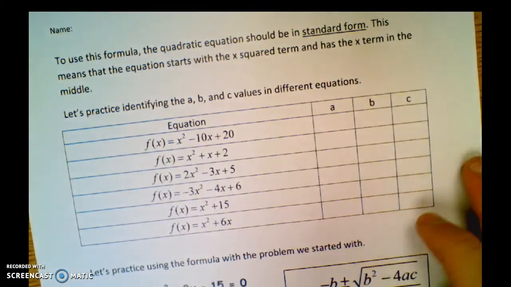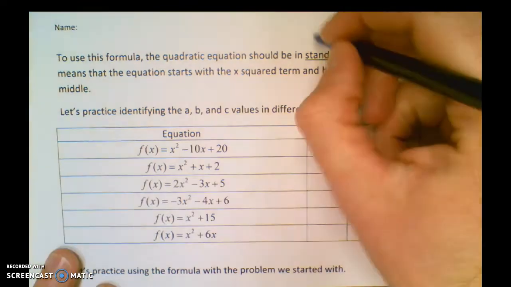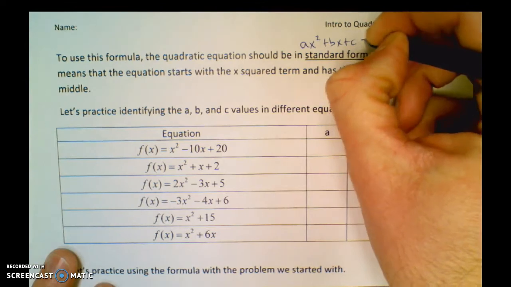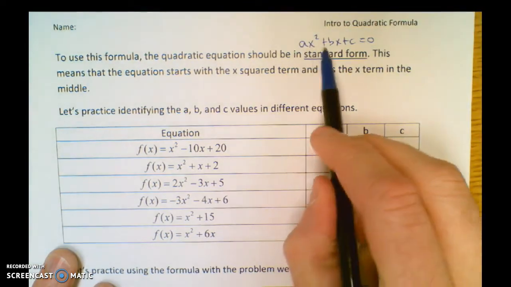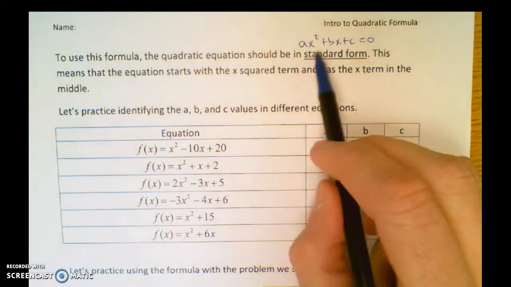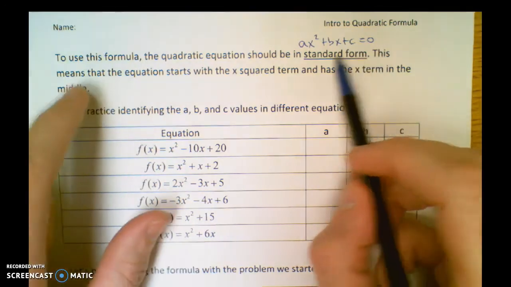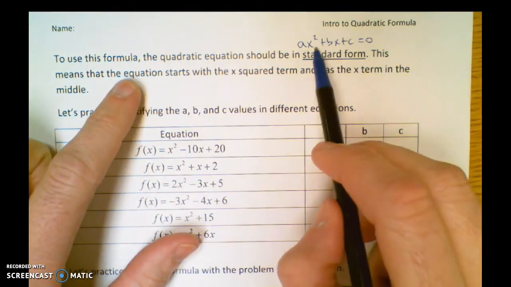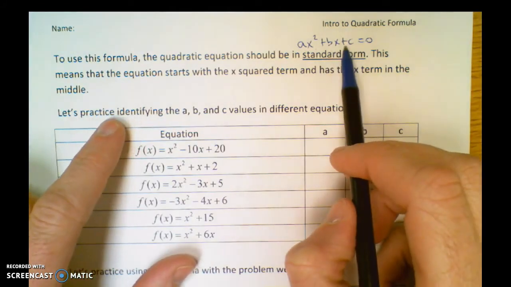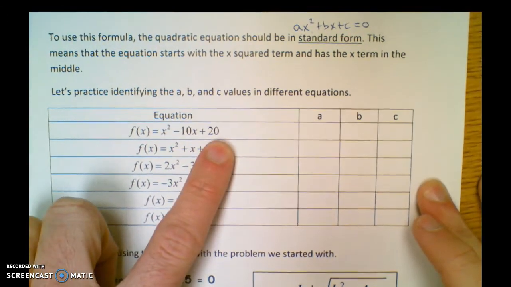The first thing in the quadratic formula is being able to understand the variables that you use. So remember, standard form is ax squared plus bx plus c equals 0. A, B, and C represent the coefficients in front of those terms, or the last number here, which is the C. In standard form, your equation starts with the x squared term, and then has an x term in the middle, and then some other number that's being added or subtracted. So let's see if we can identify the A, the B, and the C in each of these equations.